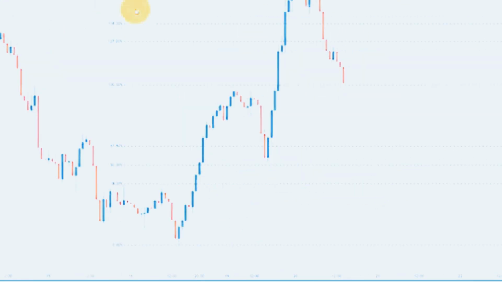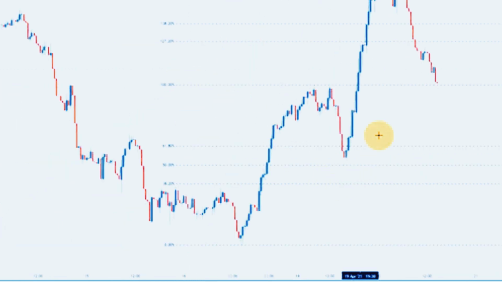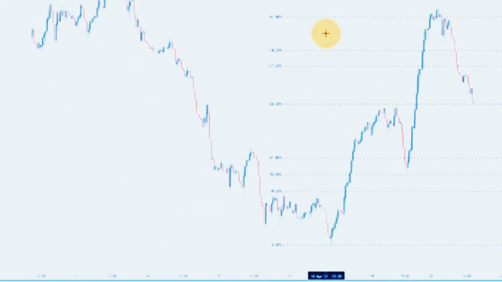Let's go down to a lower time frame to see how it looks here. Beautiful extension. And you can see once the market has hit 161, that's when the trend is over. And again, don't be too greedy with your targets. Don't be too aggressive with your targets. Don't try to push your luck.